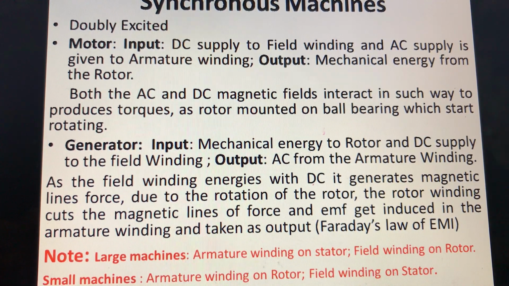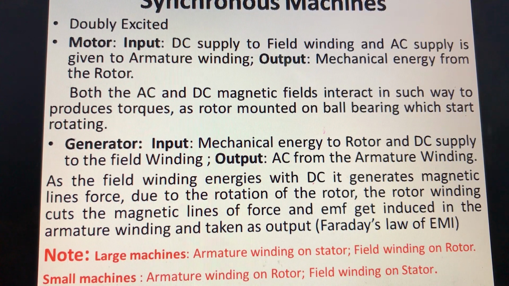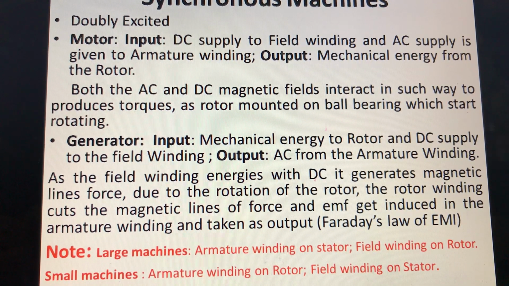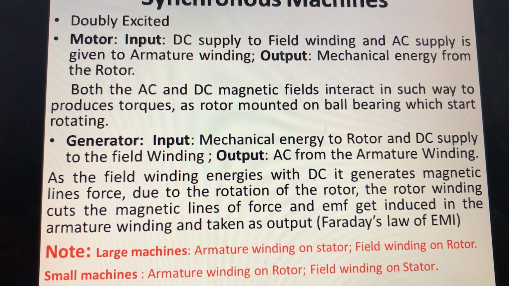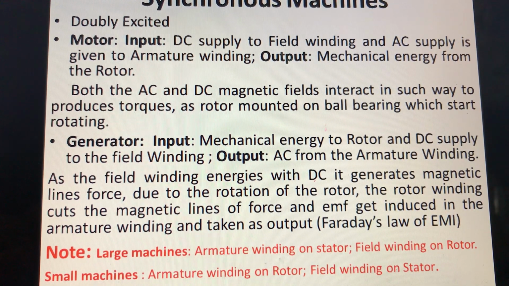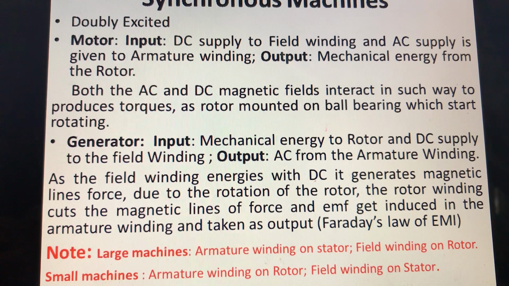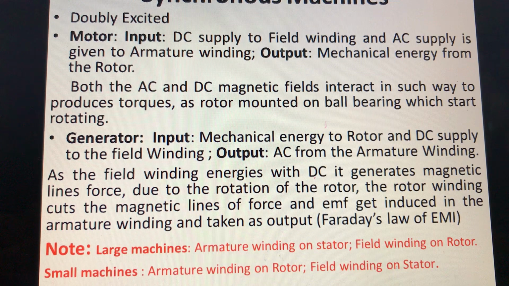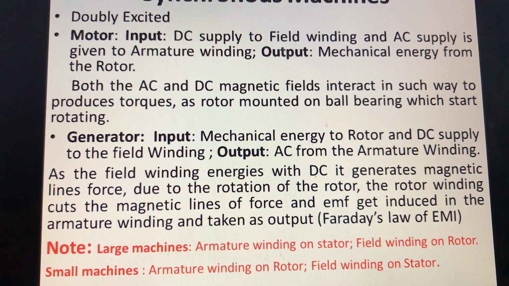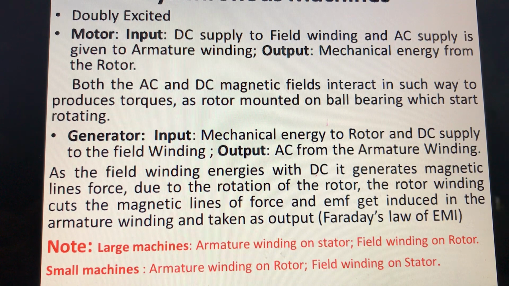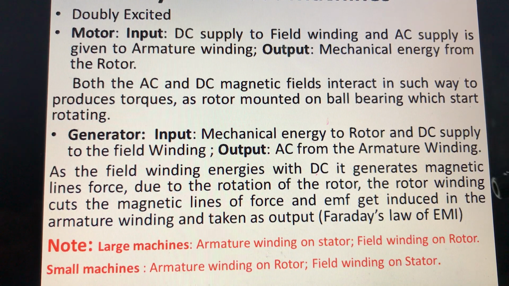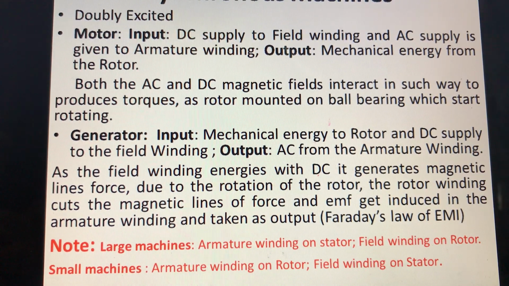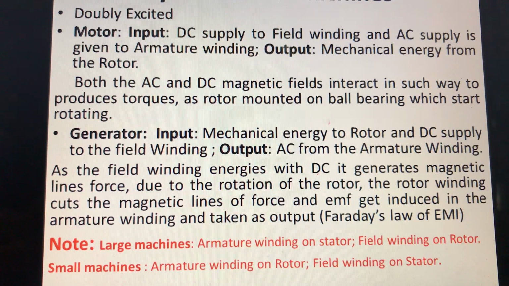With generator, we know we have to give mechanical input and we get electrical energy as an output. So at input we are giving mechanical energy to the rotor and DC supply to the field winding, and at output we are getting AC from the armature winding. As the field winding energizes with DC, it generates magnetic lines of force. Due to the rotation of the rotor, which we are giving through the prime mover, the rotor winding cuts the magnetic lines of force and EMF gets induced in the armature winding, and it is taken as an output. This is also in accordance with Faraday's laws of electromagnetic induction.